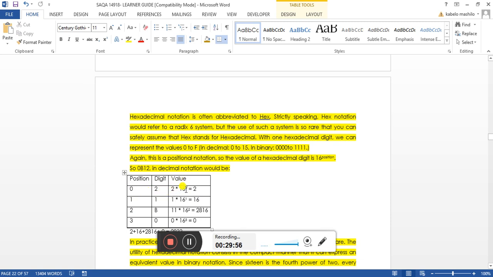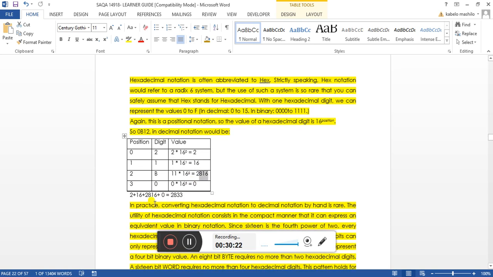So 2 to the power 6 is 16 to the power 0. It will give us a 2. So now we've got 16 to the power 1, which is 60. And our b, it's 16 to the power 2. It will give us this number. When you verify 2816, you can verify that with the calculator. And you've got 32 and 16 to the power 3, which is 0. And when you add all that, it will give us 2833.